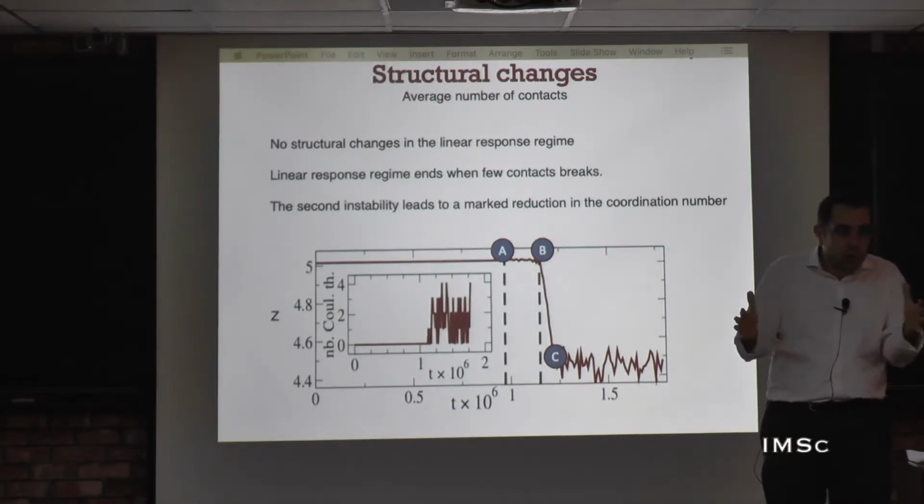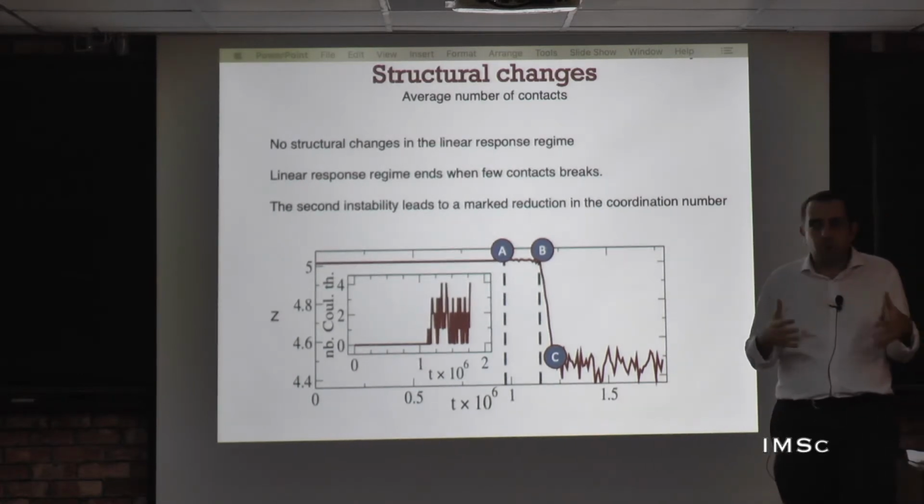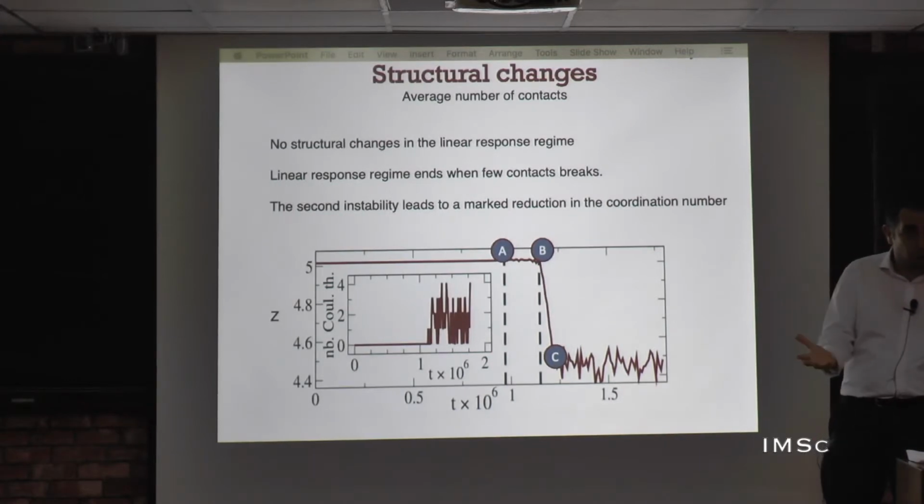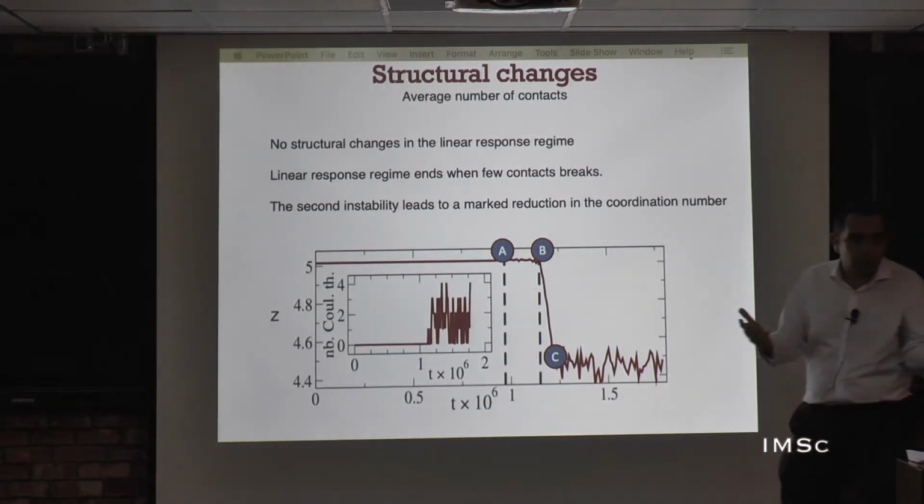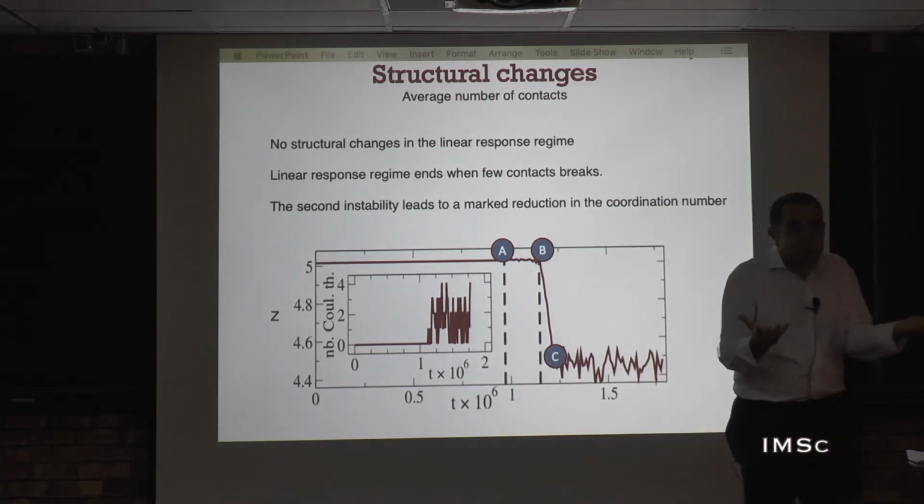Particle position starts moving with growing oscillation. As long as the displacement of the particle is small, the stability matrix is not changing, so you are in the linear response regime, and this is the case. At some point, you move too much, and so the stability matrix changes.